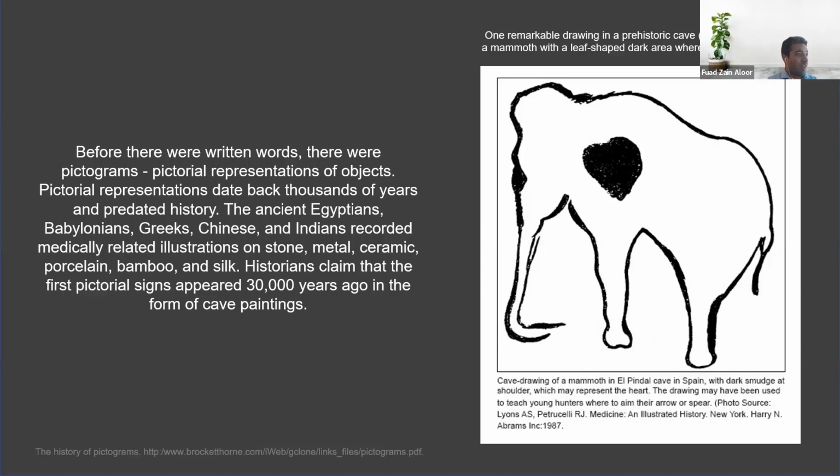Ancient Egyptians, Babylonians, Greeks, Chinese, Indians, in all recorded history, they all have medically related illustrations on stone, metal, ceramic, and all sorts of materials. Historians claim the first pictorial representation appeared 30,000 years ago in the form of cave paintings. We might have learned about cave paintings and carvings. This is an illustration of a mammoth from a prehistoric cave drawing, around 15,000 BC, with a leaf-shaped dark area where the heart should be. This has been understood as an illustration for hunters, to show where to point their arrows when hunting big animals like elephants. So this is a little bit of history. It has always been there.